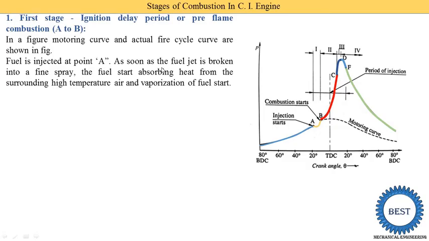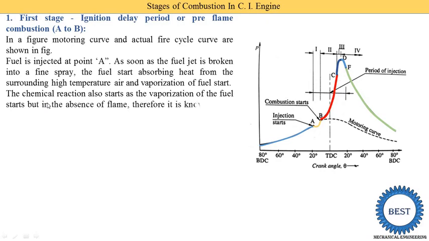Then the diesel is able to penetrate inside the air, then atomization occurs, then vaporization occurs. That is generally 3 stages. First the diesel needs to penetrate inside the air, then atomization and vaporization. So we need to supply a fine spray of diesel, and the fuel starts absorbing heat from the surrounding high temperature air, and vaporization of the fuel starts. Before vaporization there is penetration and atomization, and the diesel absorbs heat from the compressed air, whose pressure and temperature are high. The chemical reaction also starts as vaporization of the fuel starts.